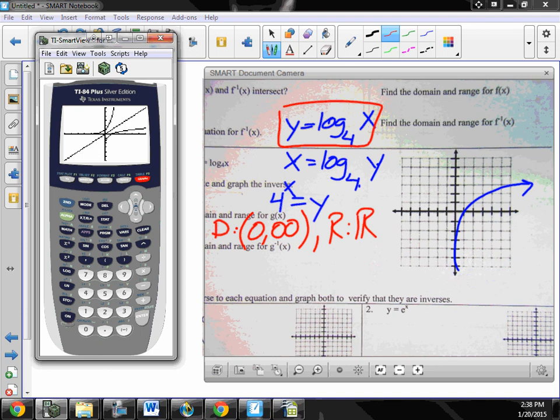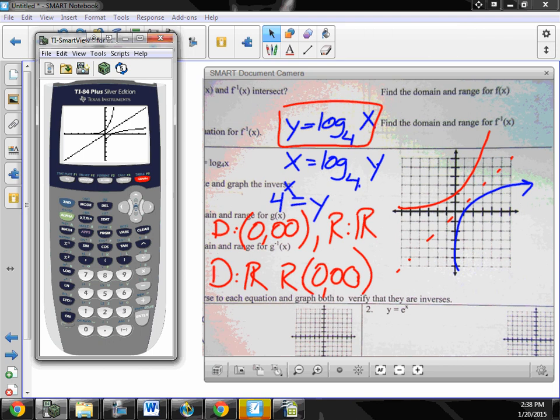So if I graph the inverse, we now know that the domain and range are simply inverses of each other. So the domain of this is all real, and the range is going to be from 0 to infinity.